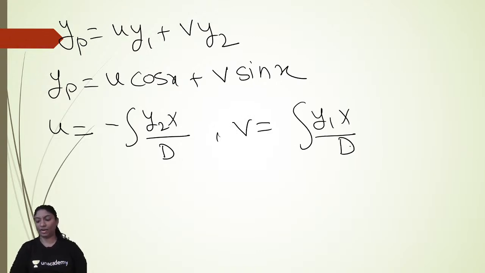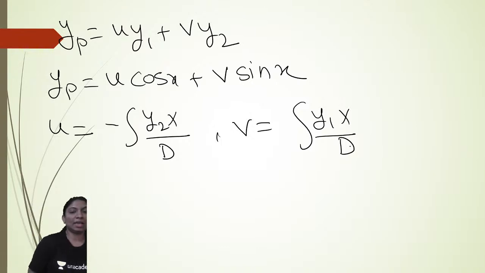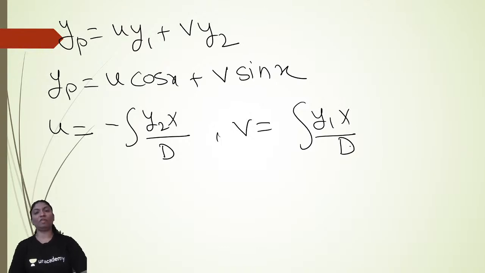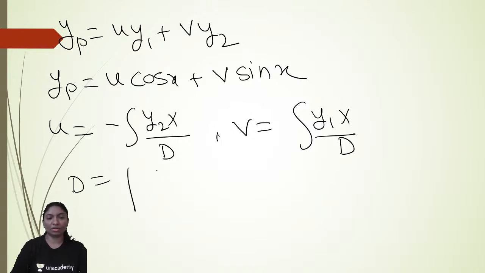How do we calculate u and v? By using this formula: u is equal to minus of integral of y2 X upon D, and v is equal to integral of y1 X upon D. Now, what do you mean by D? D is the Wronskian of y1, y2, y1 dash, y2 dash.